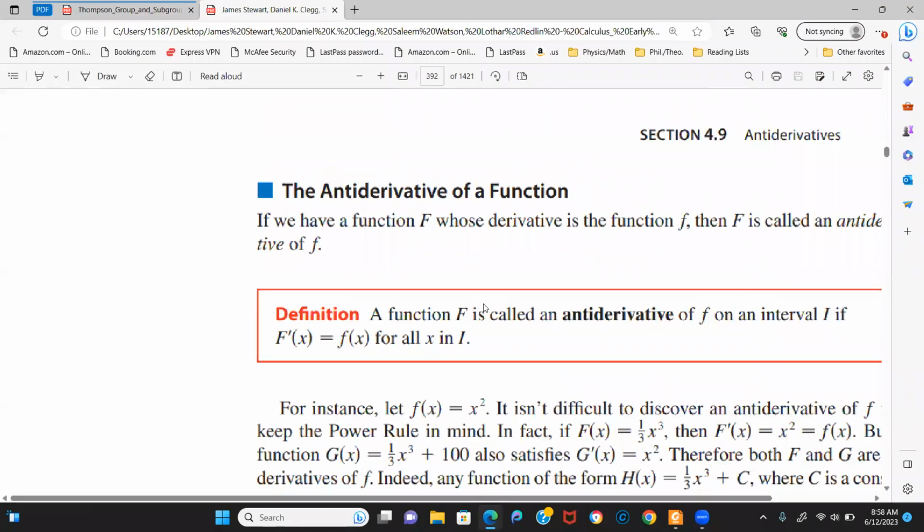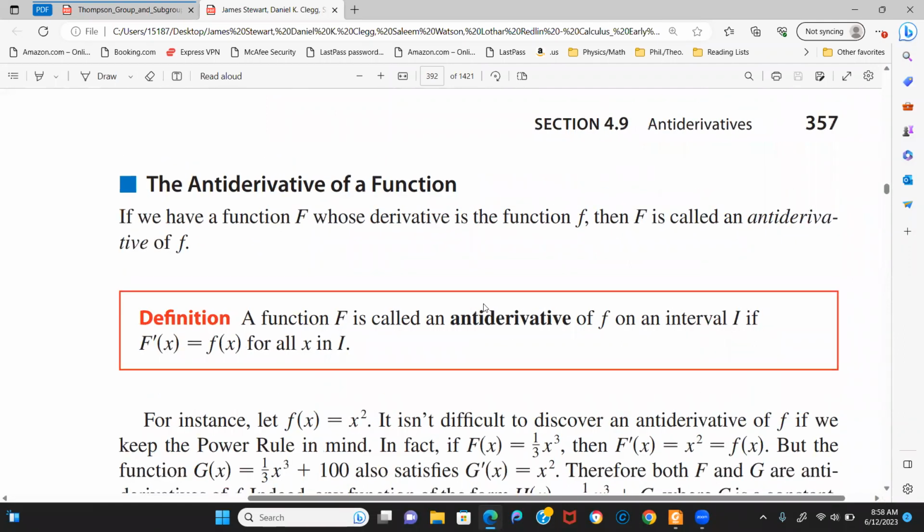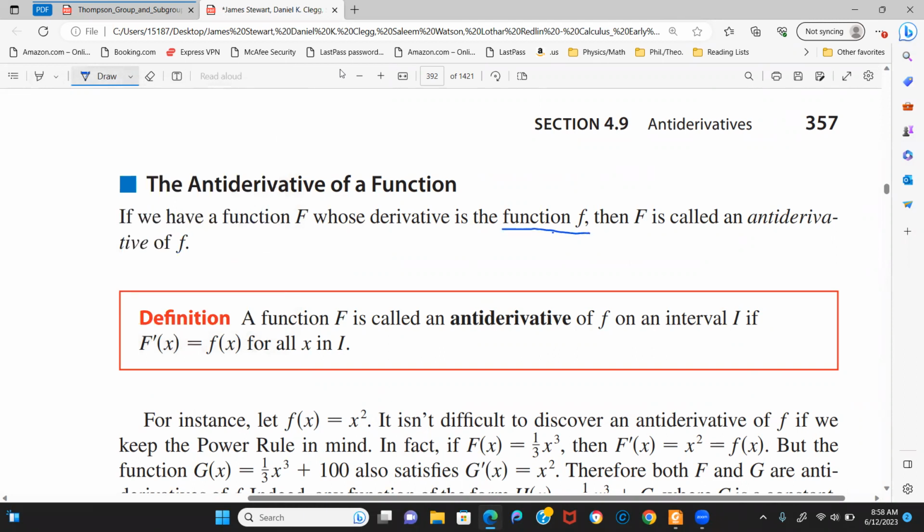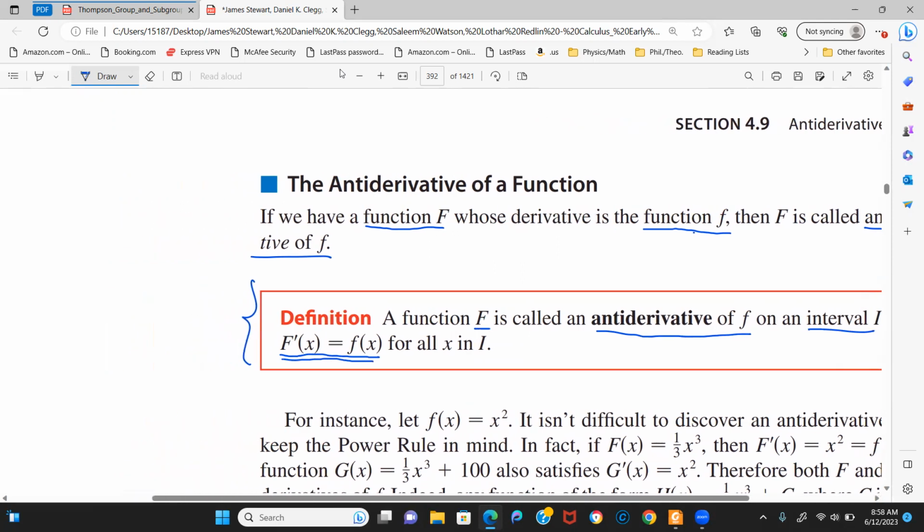So here's the definition. You start with a function f, lowercase f. A function capital F is called an antiderivative, not the antiderivative, if it satisfies the following definition: it's a function whose derivative is equal to the original function. So function capital F is called an antiderivative of lowercase f on some interval I, probably just the domain of f, if when you differentiate that function, you get f, for every x in the interval.